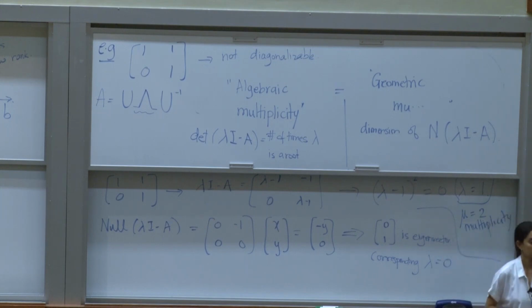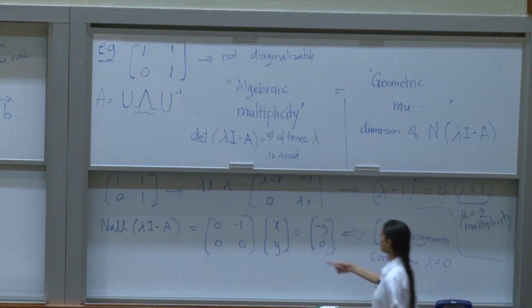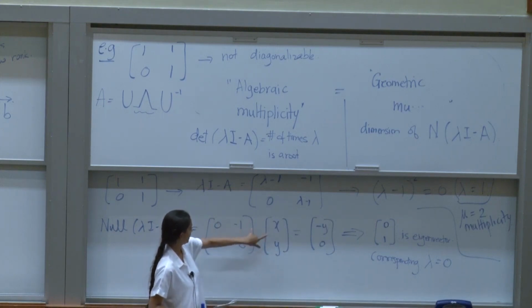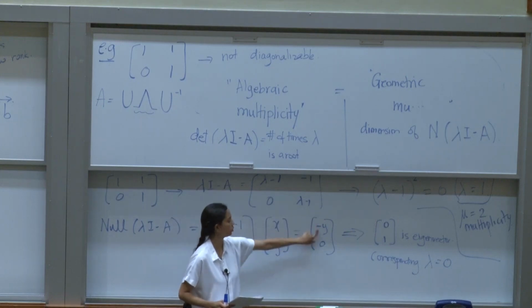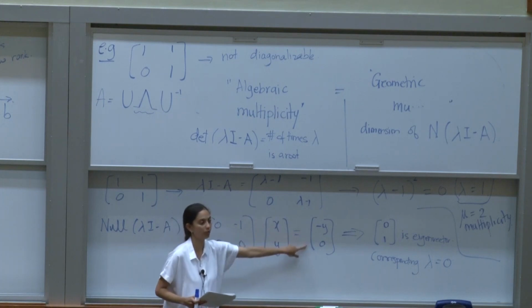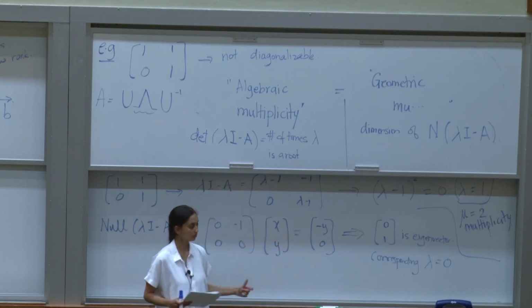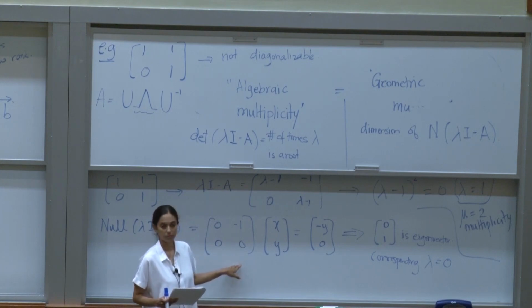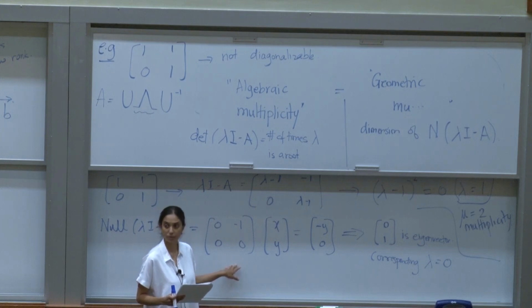Okay? Does that make sense? Yes, question? 0, 1 is an eigenvector. This is because basically, if I want to have this be 0, 0, this has to be a 0, right? So any vector where y is a 0 is always going to give you a 0. Come to me in office hours if this is not clear. Has everyone forgotten how to do null spaces?